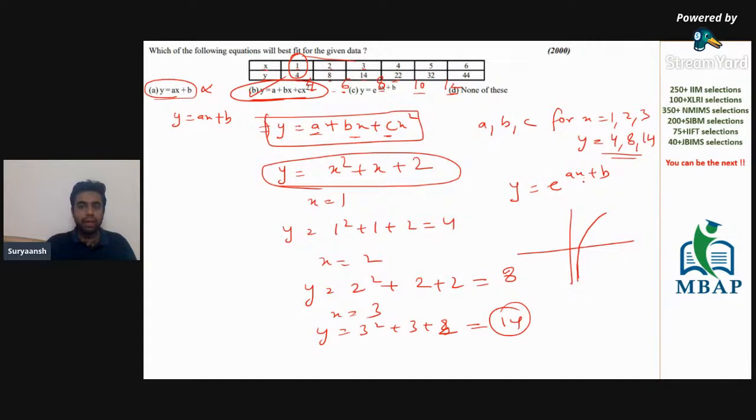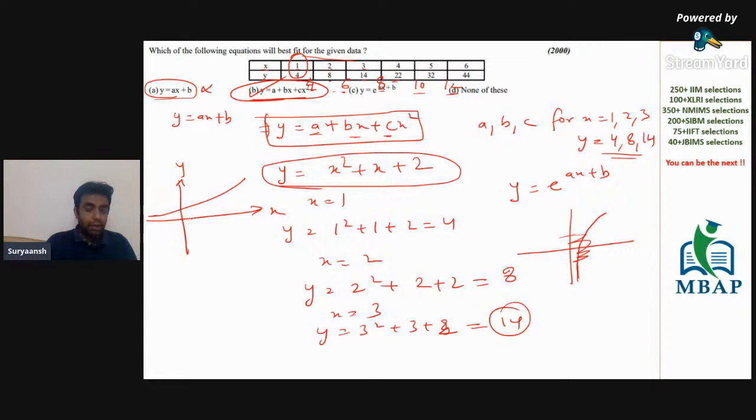Y is equal to e raised to power ax. The graph is something like that. Oh, okay, my bad. This is a log function. The graph for e raised to power x would be something like this. My bad. This is y. This is x. Y is equal to e raised to x.